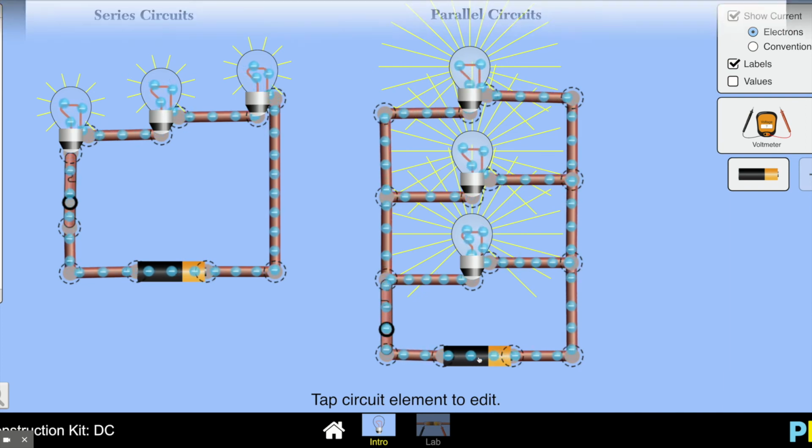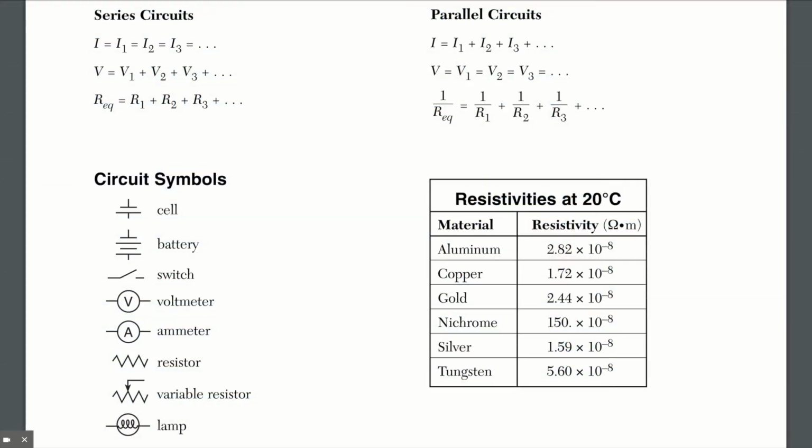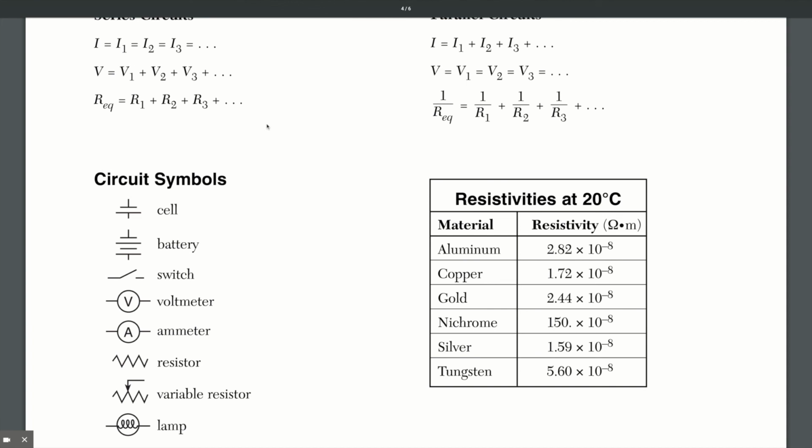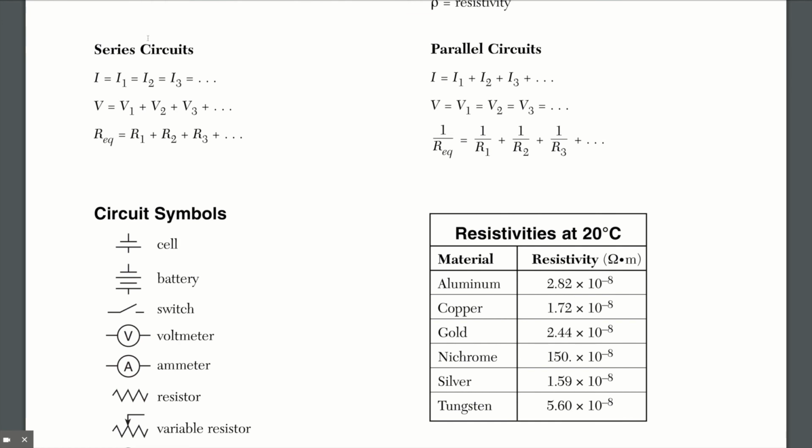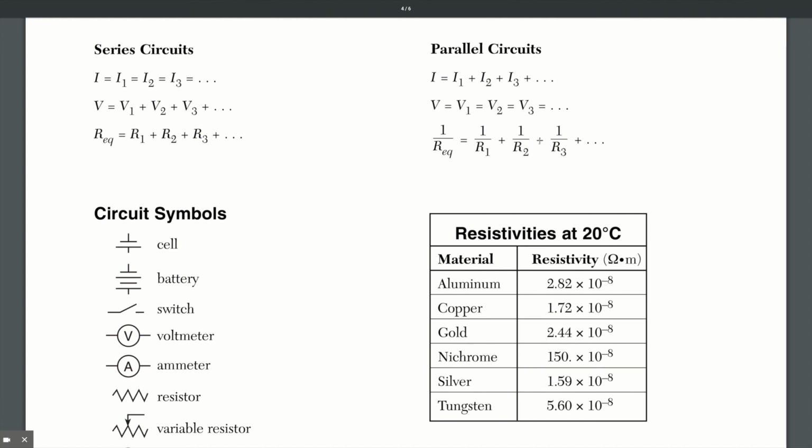It's very interesting. Now this is part of your reference table, and you can see that this is where we have our series circuit equations and our parallel circuit equations. The most important thing about actually calculating current, voltage, and resistance in these different types of circuits is starting out by thinking about what type of circuit you have. If you have a series circuit, you have to use these equations. And if you have a parallel circuit, you have to use those equations.